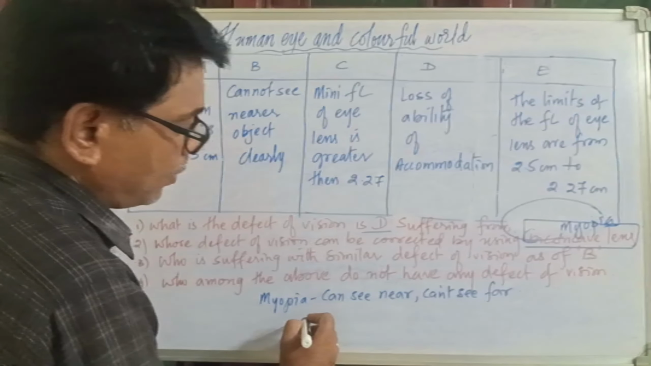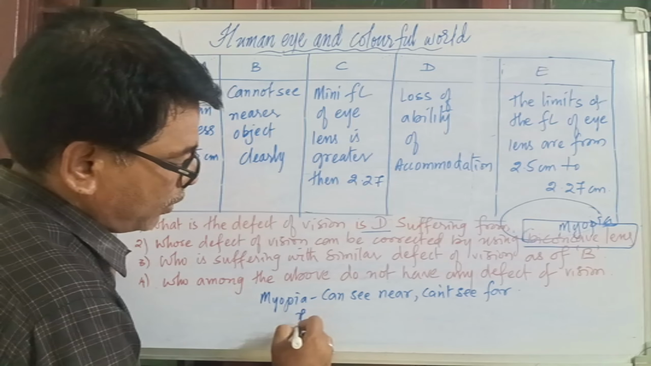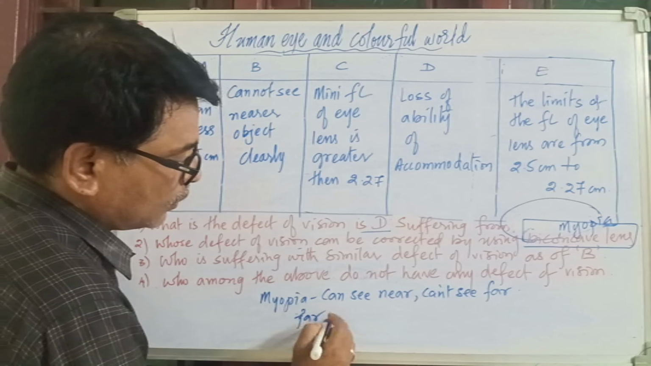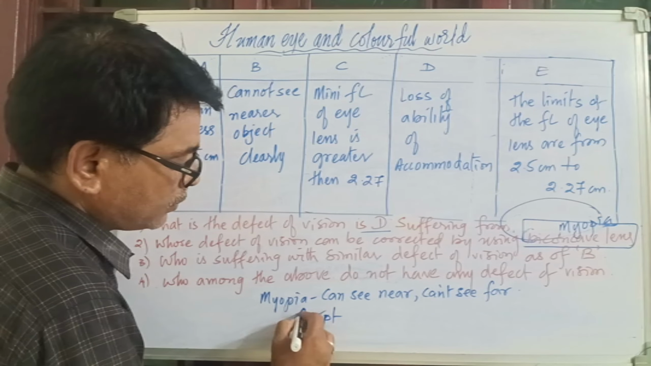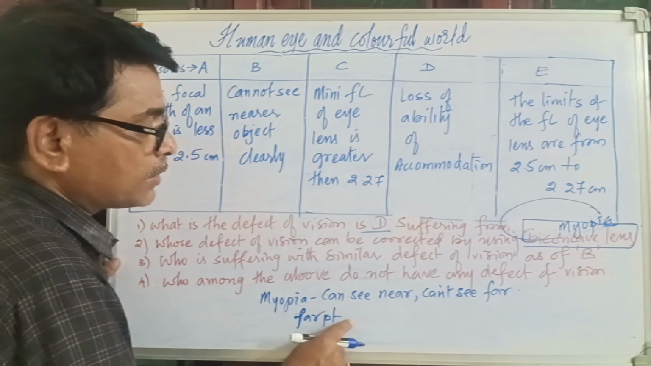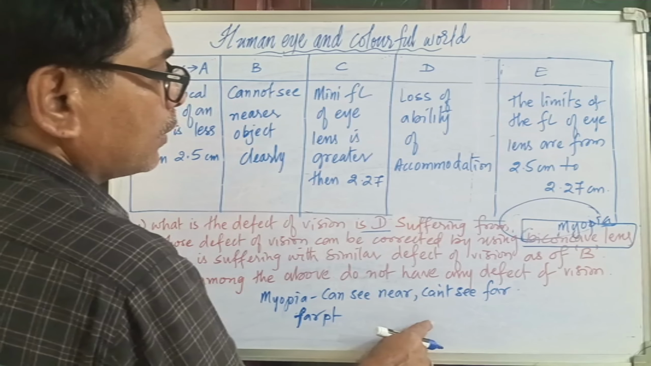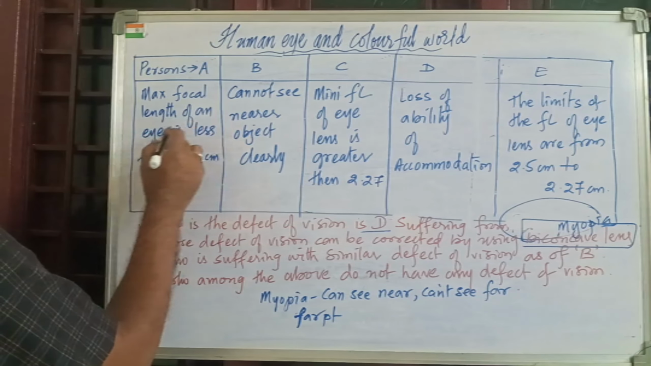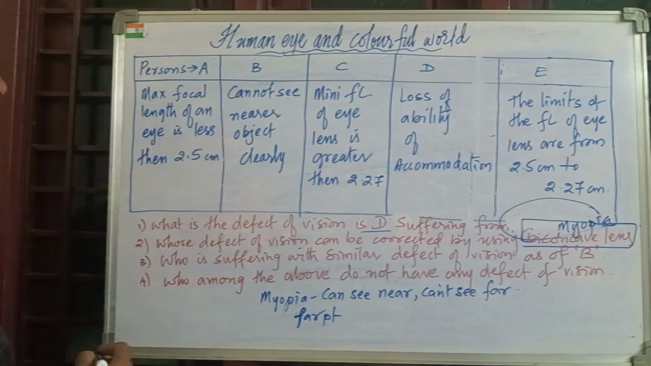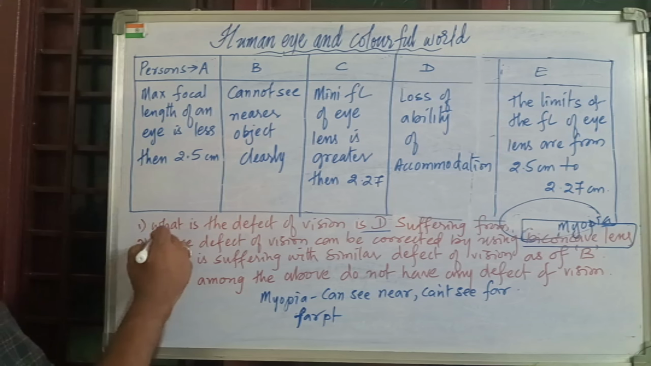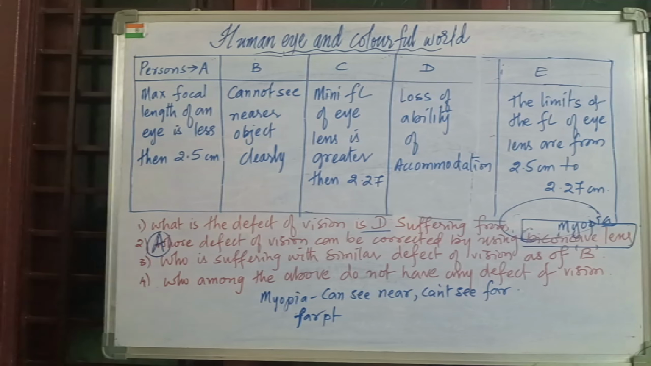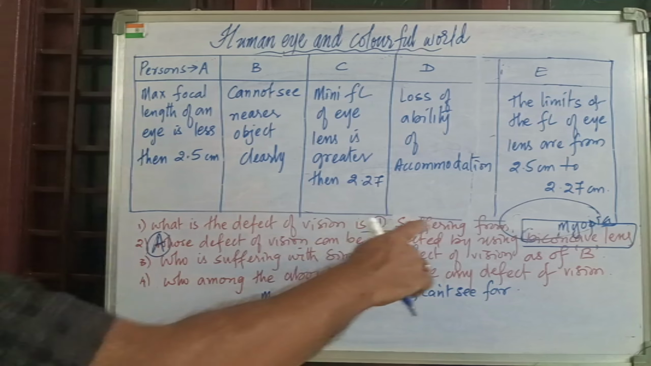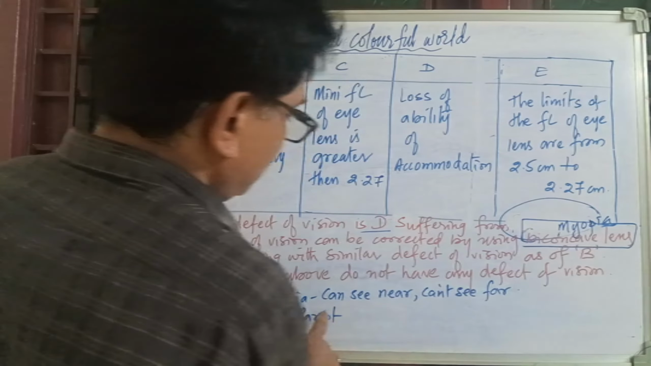In myopia, you remember, the point is the far point. So for far point, what was our definition? Do you remember? Maximum focal length of an eye is less than 2.5. So here maximum focal length of an eye is less than 2.5. So your answer is A. Answer for the second one is A, because myopia, concave, and this is the definition.